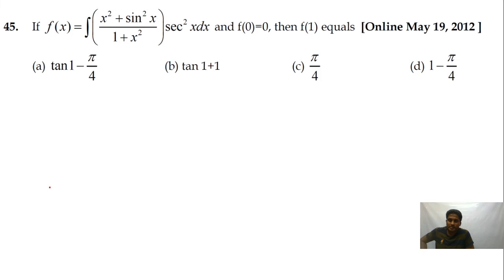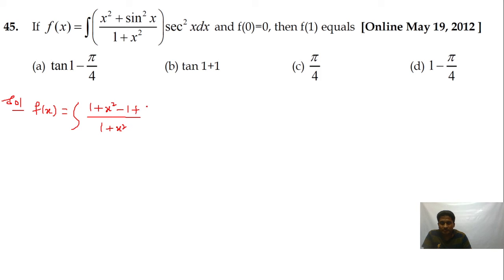Okay, let's move to next question, guys. Question number 45. F of 1 is equal to... f of x is equal to integration of denominator is 1 plus x square, right? Just note this step now. X square can be written as 1 plus x square minus 1, plus sin square x. I'm just adding 1 and subtracting 1. And then this is sec square x dx.